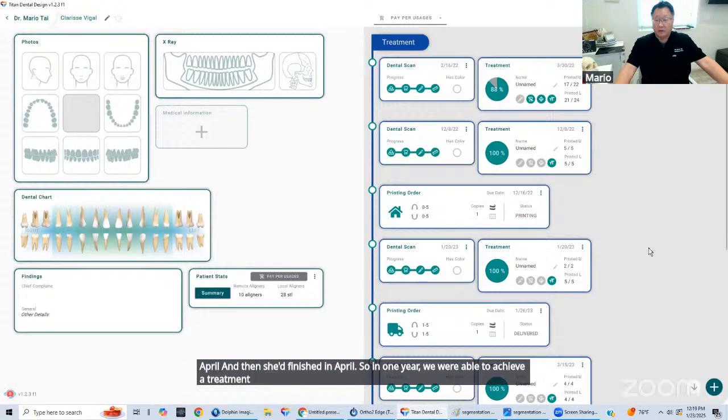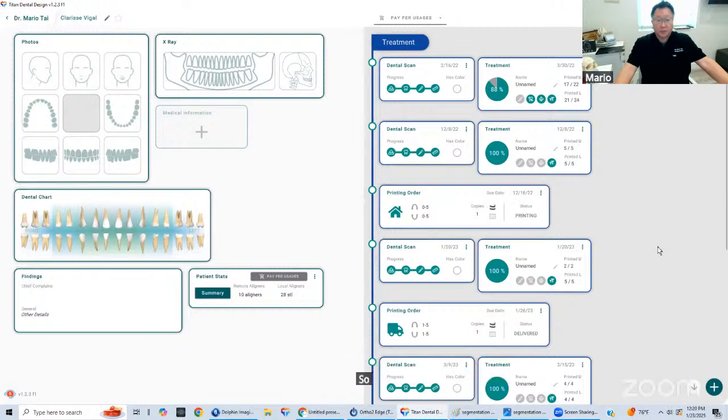So, I consider this very fortunate because she was a great patient. Compliance really does matter. So this is what's possible.